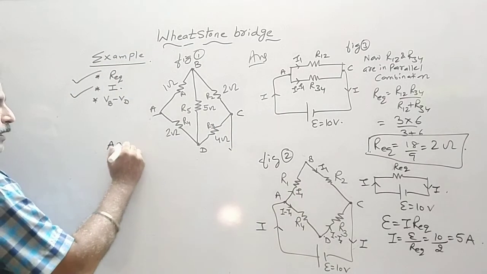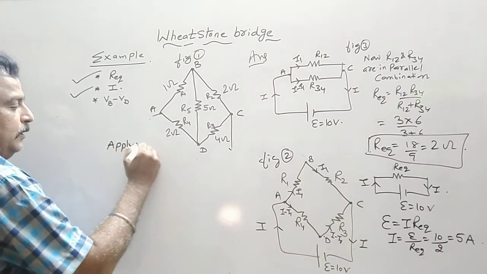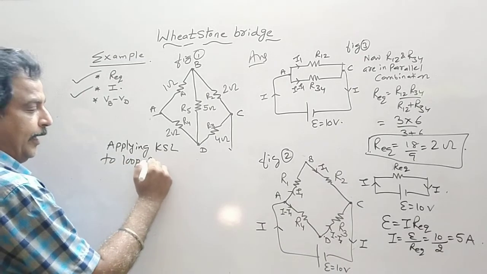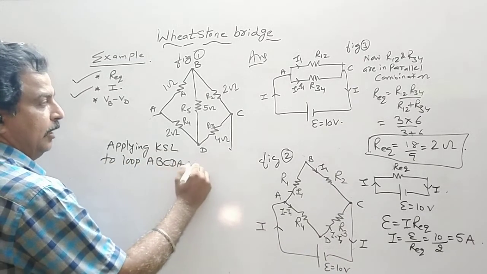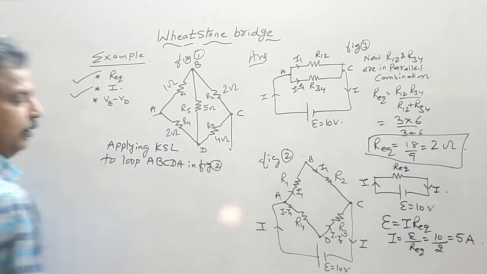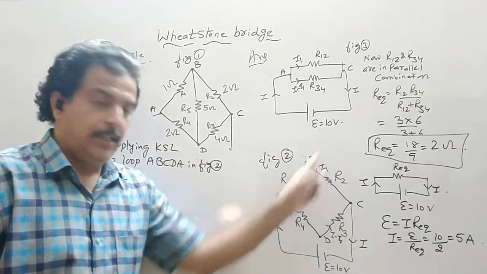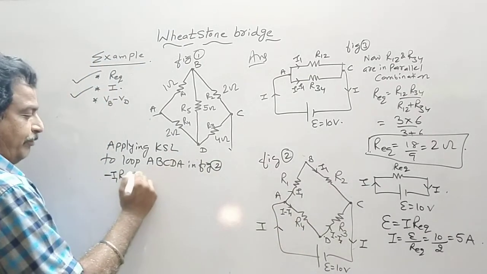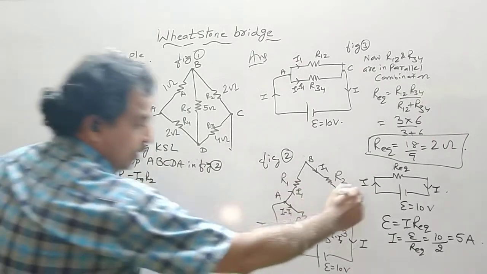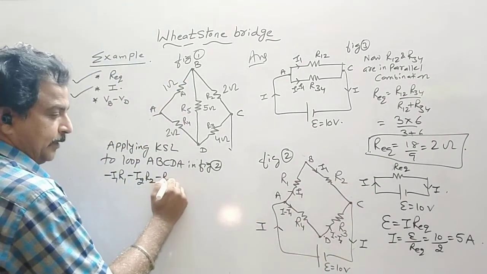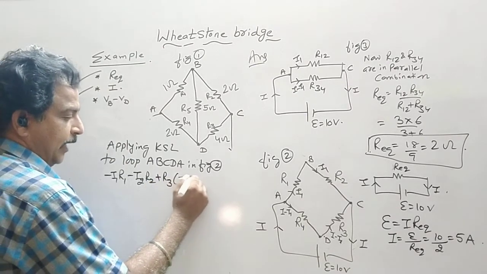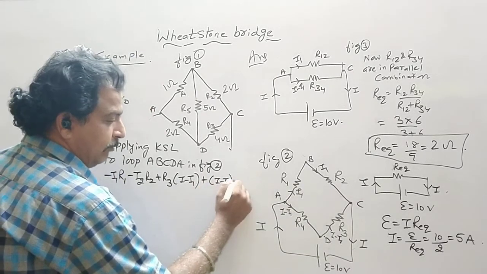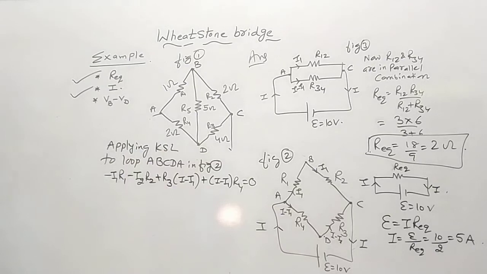So applying Kirchhoff's second law to loop, say A, B, C, D, A in figure number 2. Directly in the direction of current, so minus I1 R1. In the direction of current, minus I2 R2. Current coming from the opposite side, plus R3 (I minus I1). D to A, current again coming from the opposite side, (I minus I1) R4 equal to 0.